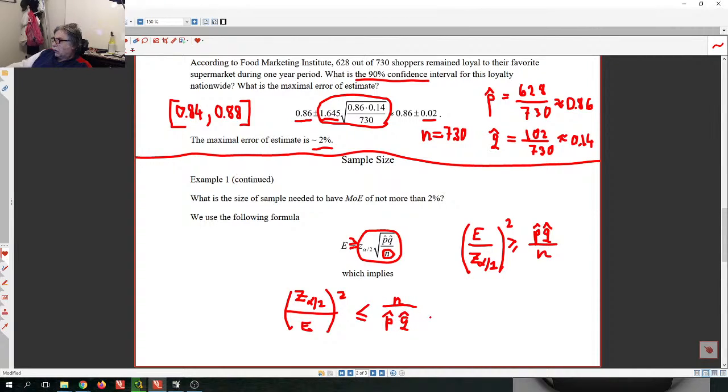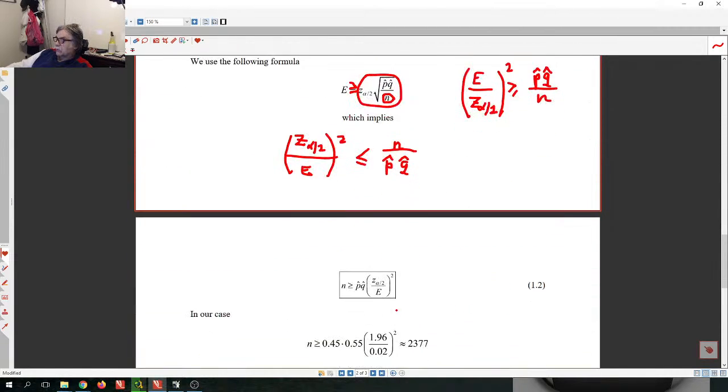Okay, now I just need to multiply by these two to get n alone. And I got this: n bigger or equal, and now I'm multiplying by these, so I have p hat q hat and the square, the same square I had before.